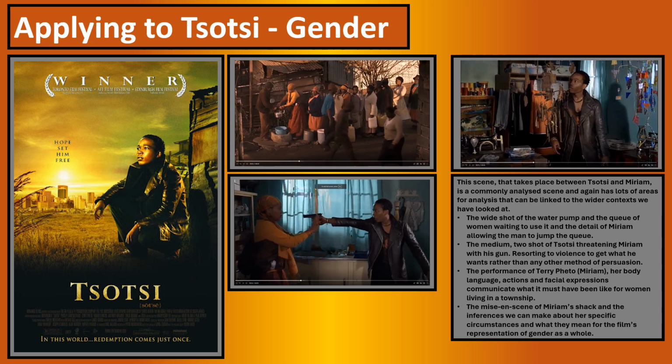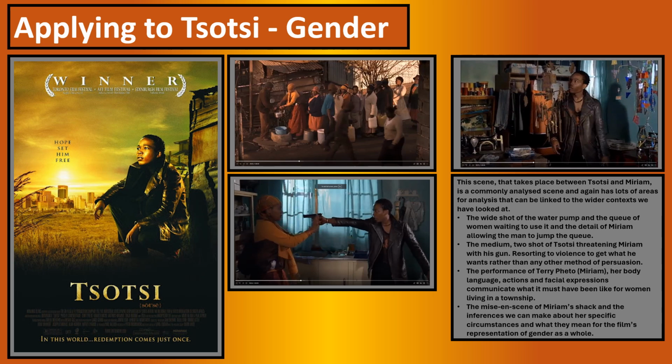We look at the medium two shot of Tsotsi threatening Miriam with his gun, resorting to violence to get what he wants rather than any other method of persuasion. And again, that links to that cultural context that violence is a first port of call for young South African men, that they don't have the education or the social skills to be able to talk to people or persuade people in another way. And Tsotsi resorting to violence to get what he wants again demonstrates that legacy of apartheid and how violence is endemic in South African culture.